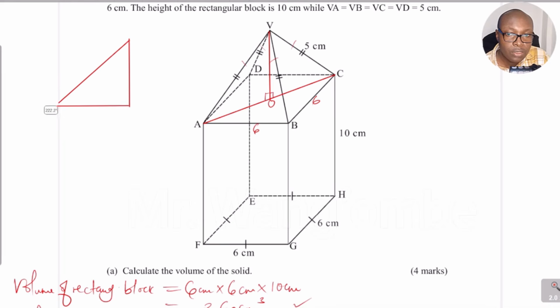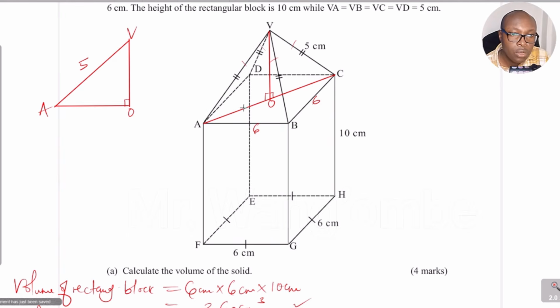So let me extract it here. This is the point O, and this is the right angle there. We have V, we have A. So AV is the slant height, which we have as 5. Then we need to get AO.